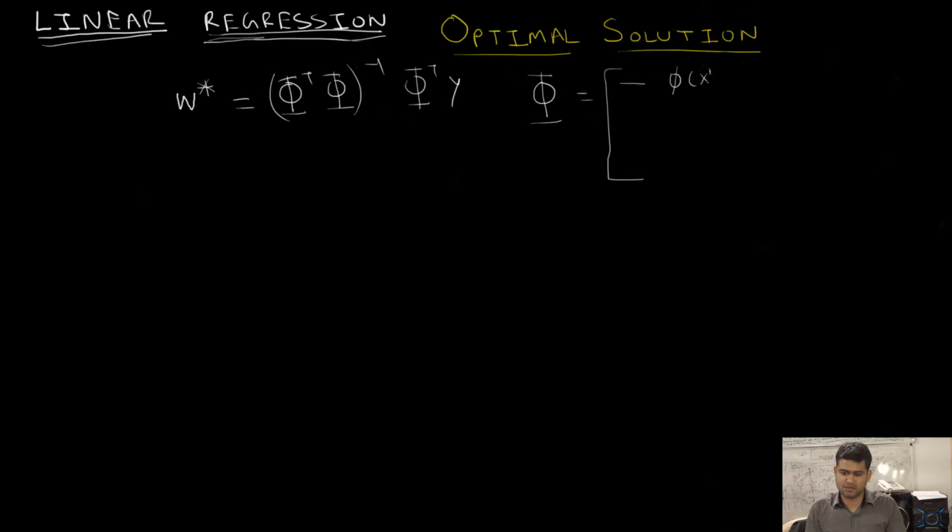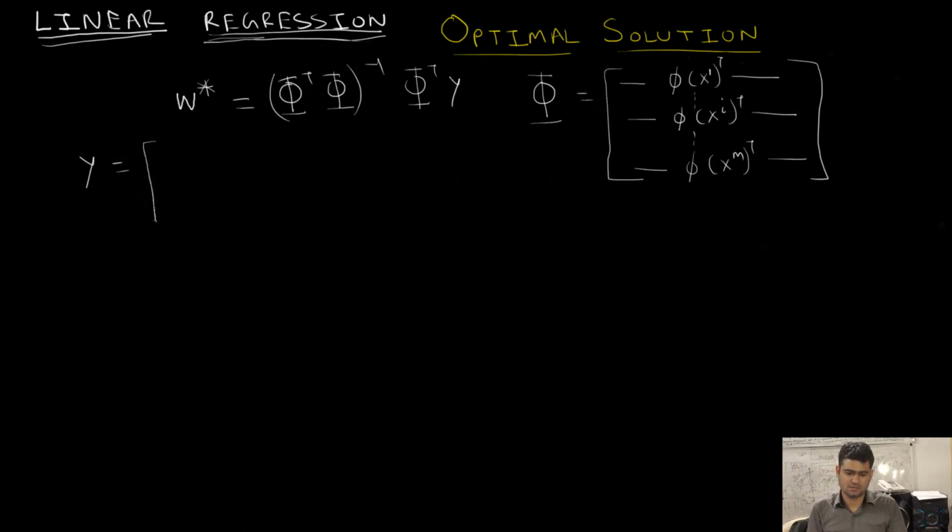So the first row is phi x1 transpose. The ith row is phi xi transpose. And the last row is phi of xm transpose. And this vector y is a vector of target values. So y is a vector of all the target values. So the first value is y1, the ith row is yi, and the last row is ym.